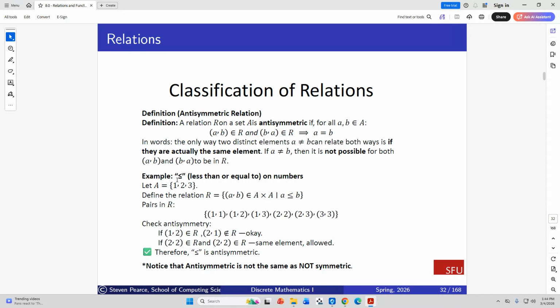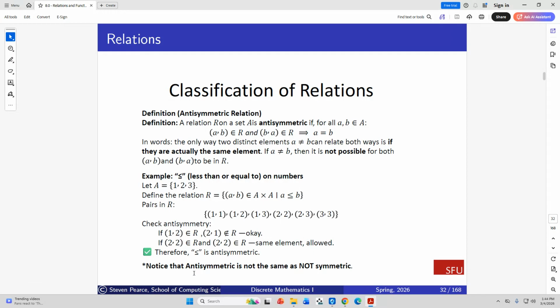So, example, the less than or equal to relation. Let A be {1, 2, 3}. Define the relation as (a, b) elements of the Cartesian product A cross A with the constraint a is less than or equal to b. So in pairs, we have (1,1), (1,2), (1,3), (2,2), (2,3), (3,3). Obviously, that satisfies that constraint. Check antisymmetry. If (1,2) is in R, (2,1) is not in R, so we're okay. If (2,2) is in R, same element, allowed.